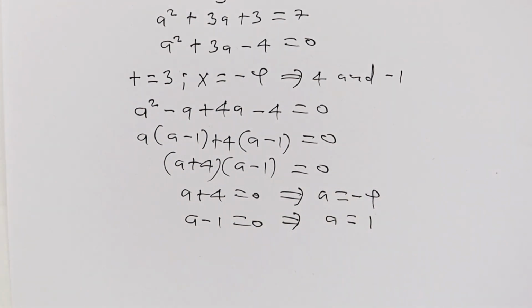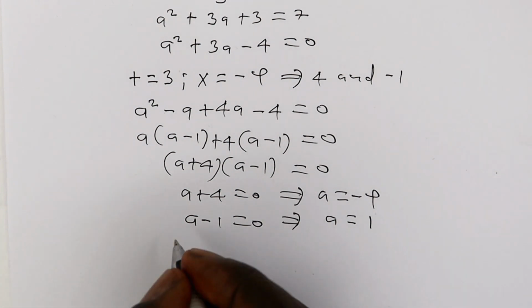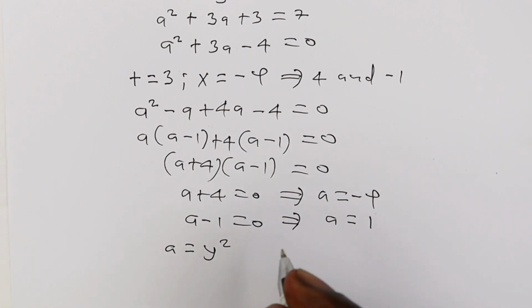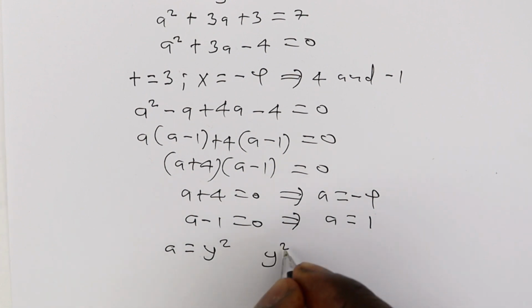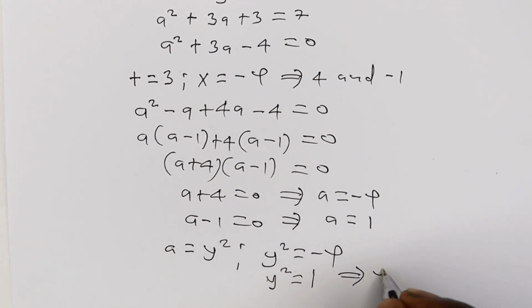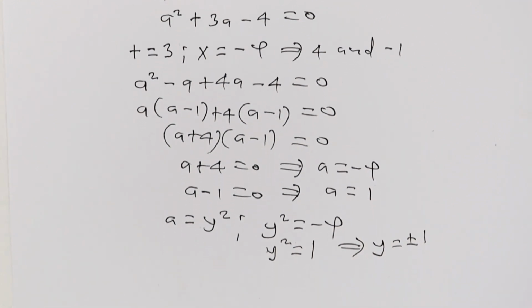So now let us look at what a represented. a represented y squared. So when a is negative 4, it means y squared is negative 4. Let us ignore this because the question requires us to look for just real numbers. This one will lead us to a complex number. So the only value of y squared that we're going to use is when a is 1. So y squared is 1. That means that y is either plus or minus 1. So now that is what we have for y.